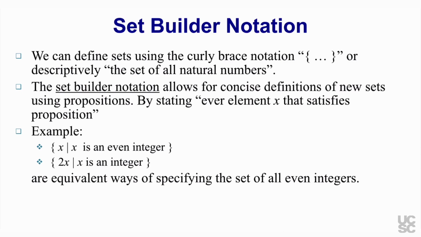So, for example, if we want to talk about the set of even integers, we can do it by saying all the elements x such that x is an even integer. Or we have alternative ways to use the set builder notation. We can say the set of numbers 2 times x, where x is an integer. Both of these, and others, are equivalent ways to specify the same set of elements, because all of those ways are equivalent statements of the characteristics that the elements of the set satisfy.